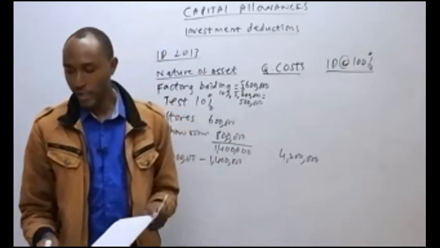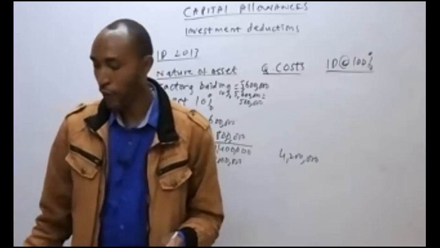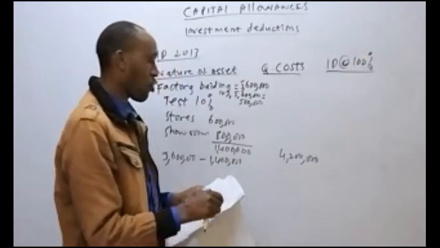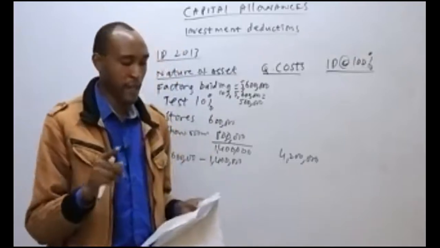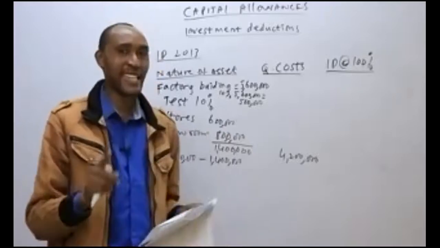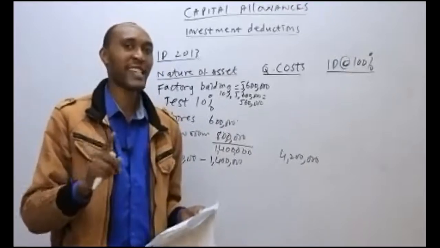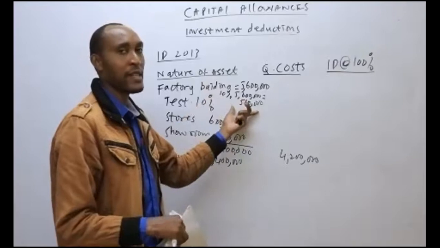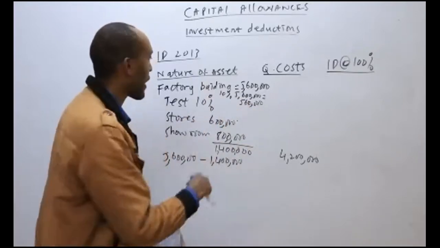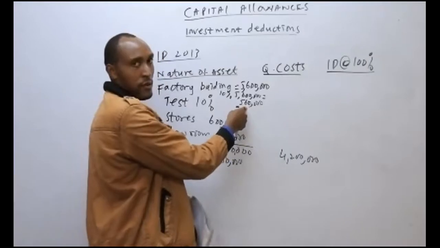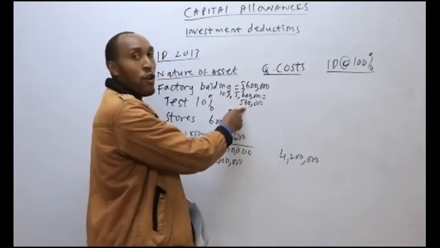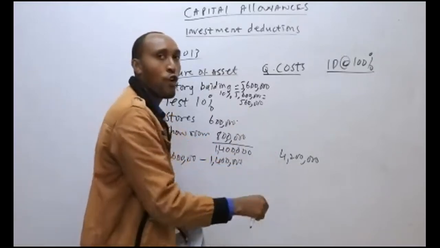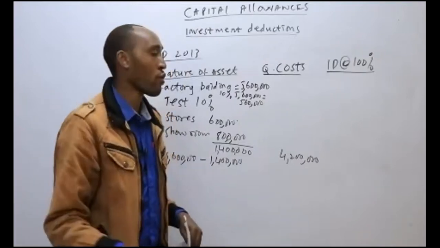So our statement says the cost of factory building, the cost of these assets, if included in the cost of the factory building, they will only qualify for investment deduction if their total cost exceeds 10%. So if it does not exceed 10%, then it does not qualify. So we have to look at, is this more than this? If this is more than this, then they qualify for investment deduction. If it is less than this, then it does not qualify for capital deduction. So note that very well.